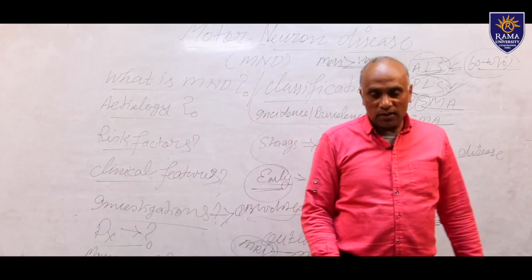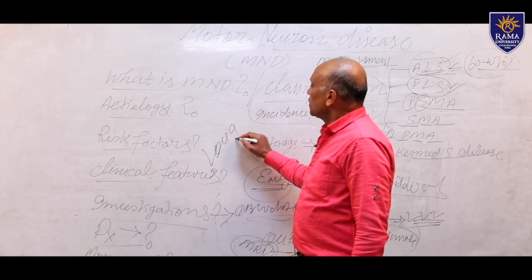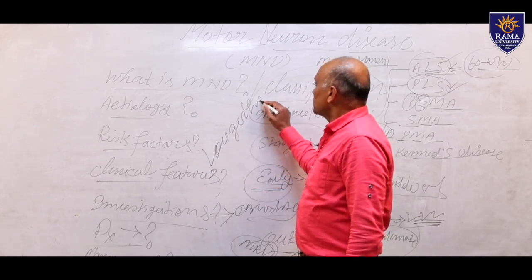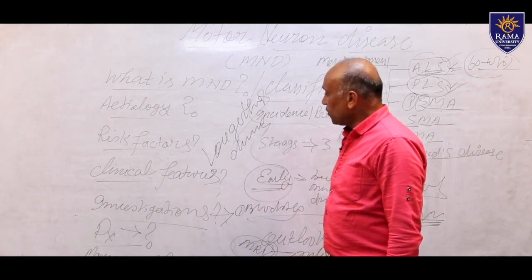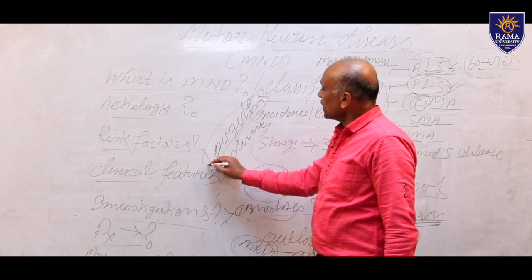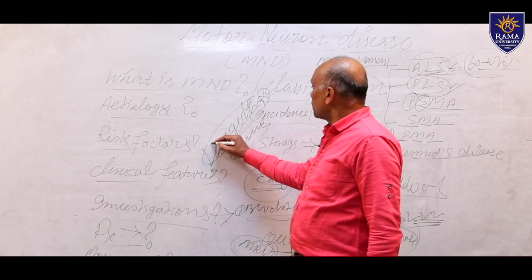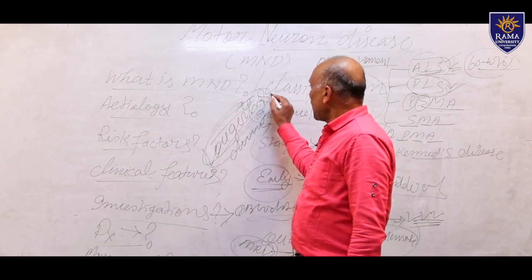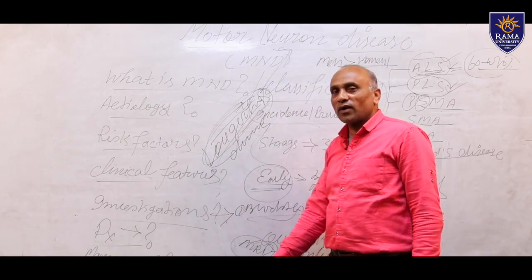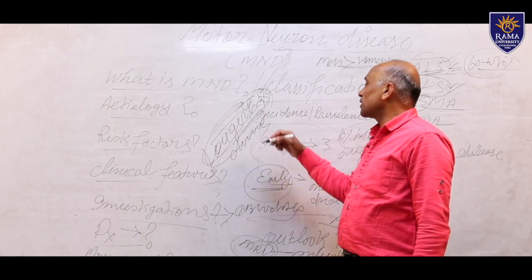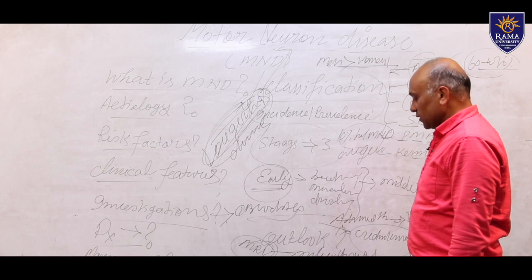Motor neuron disease is also called Lou Gehrig's disease. Why? Because the person who was a baseball sportsman died of this MND. That's why it is also called Lou Gehrig's disease, that is ALS, amyotrophic lateral sclerosis.